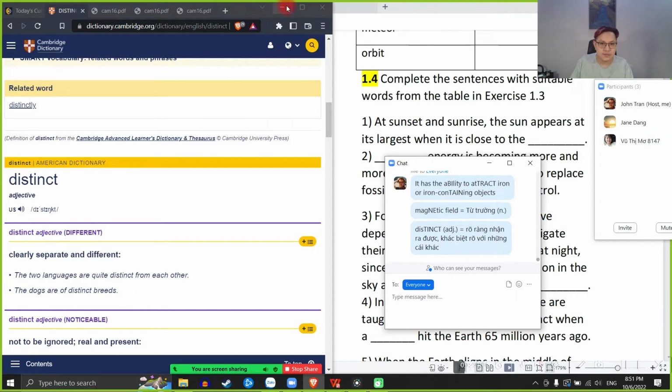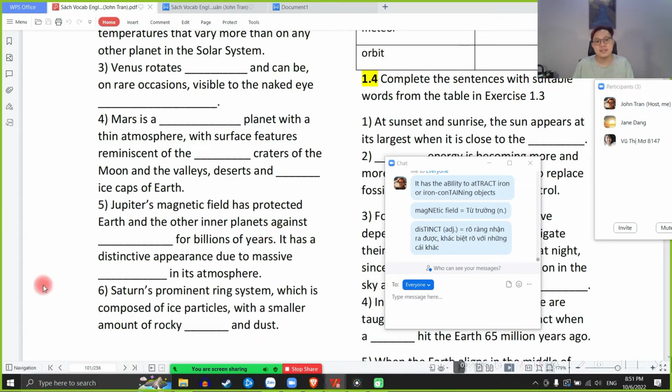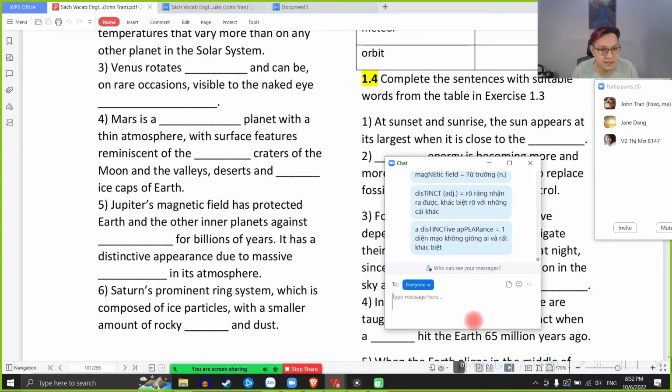Distinct. So here, it has a distinctive appearance. A distinctive appearance. Một diện mạo, nó có một cái diện mạo mà rất là đặc biệt luôn á. Một diện mạo không giống ai cả. Và rất khác biệt. It has a very distinctive appearance due to massive something in its atmosphere. Do cái gì đó rất là to lớn trong cái bầu khí quyển của nó.